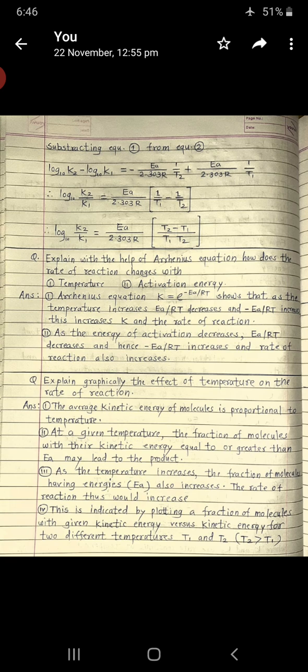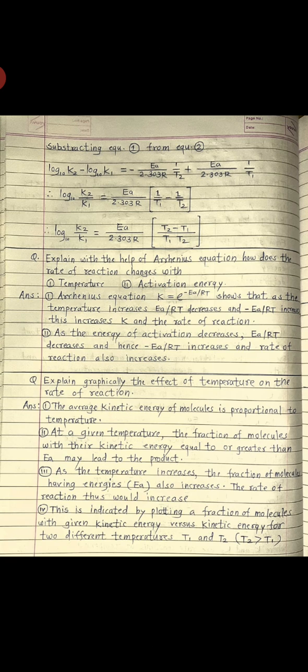Okay, and for activation energy, as the energy of activation decreases, EA upon RT decreases and hence minus EA upon RT increases and the rate of reaction also increases. Okay, so this is the effect of temperature and activation energy on the Arrhenius equation.